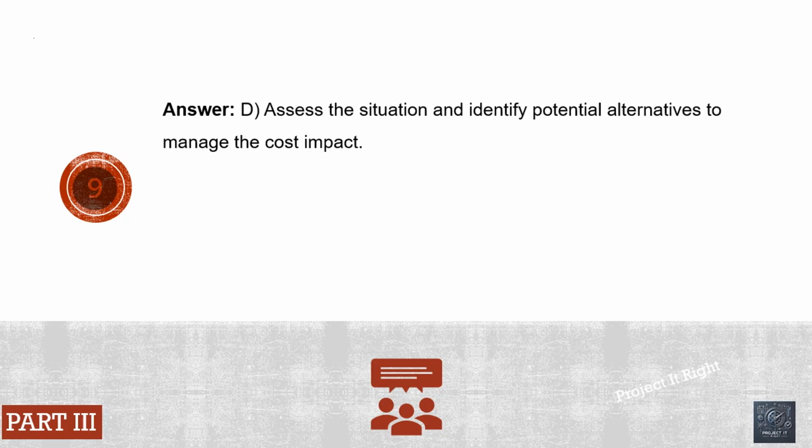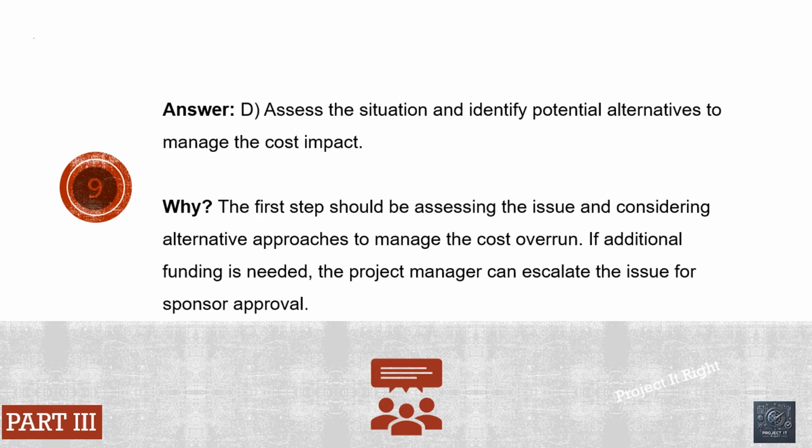The correct answer is D, to assess the situation and identify potential alternatives to manage the cost impact. The first step should be assessing the issue and considering alternative approaches to manage the cost overrun. If additional funding is needed, the project manager can escalate the issue for sponsor approval.